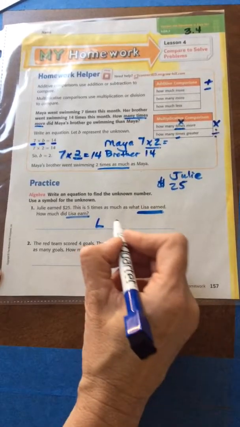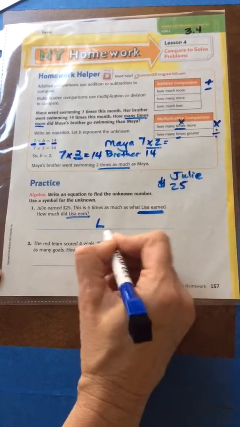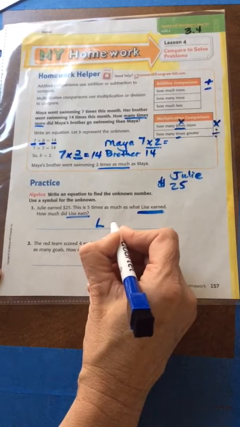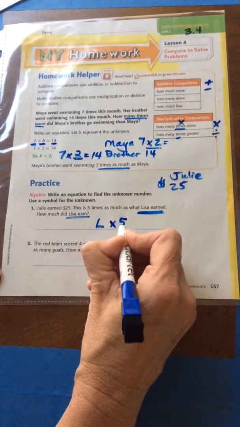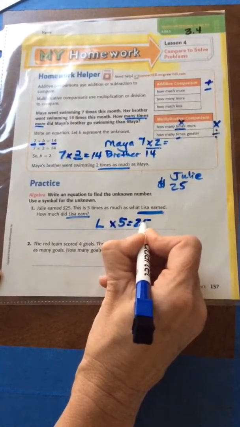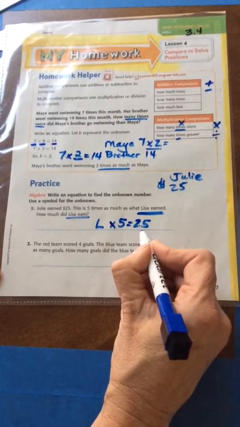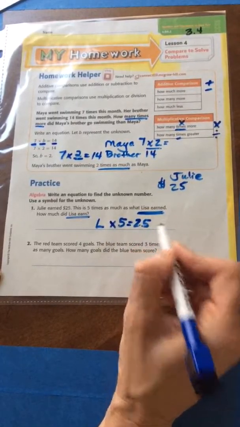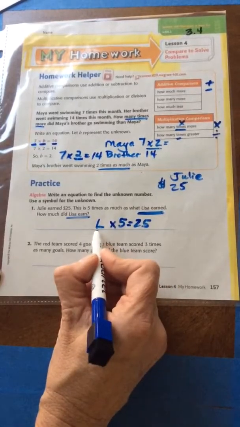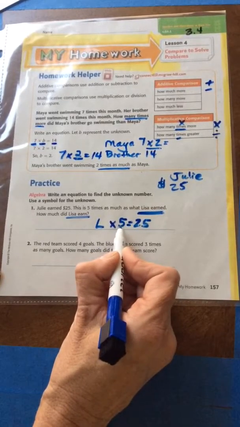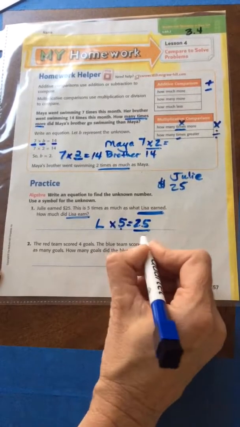Well, how do we do that? We can say, hey, Lisa, that's our unknown, made a certain amount of money, and Julie earned 5 times that amount of money and got $25. So then you can figure out Lisa times 5 gives you what Julie had.